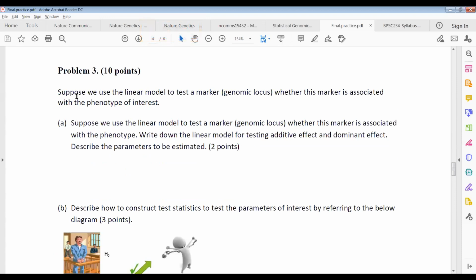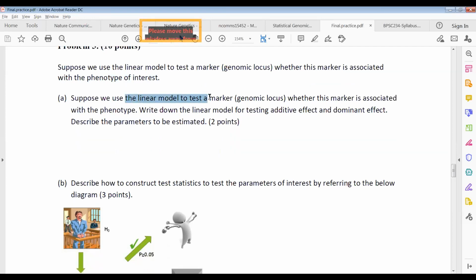Okay, now problem 3. Suppose we want to use a linear model to test a single marker on the genome, to see if this marker is associated with the phenotype of interest. This is what we always talk about, almost half of this quarter. We can use a linear model to test whether a specific genomic locus is associated with the trait. Write down the linear model for testing additive effects and dominance effects, and describe the meaning of all the parameters here. Is that easy? Okay.